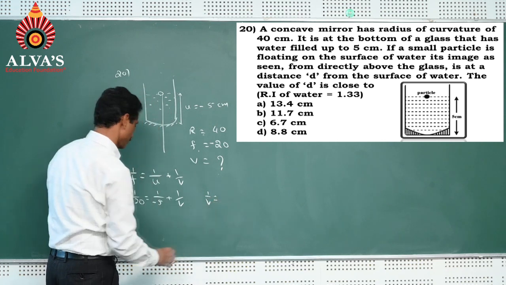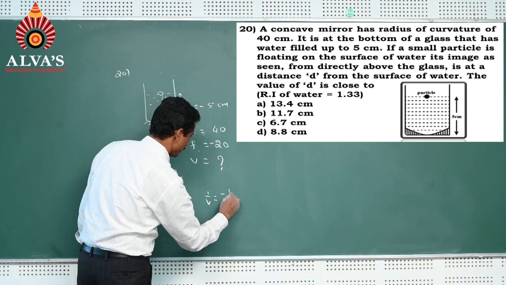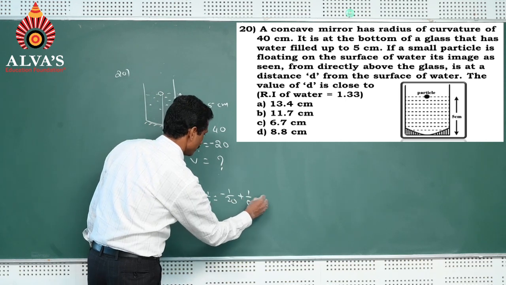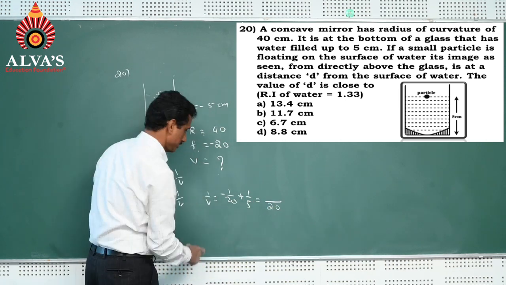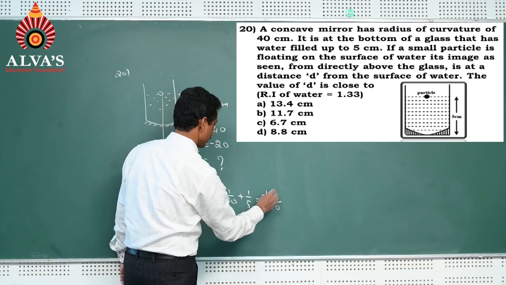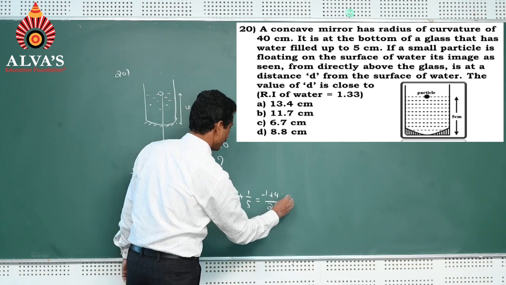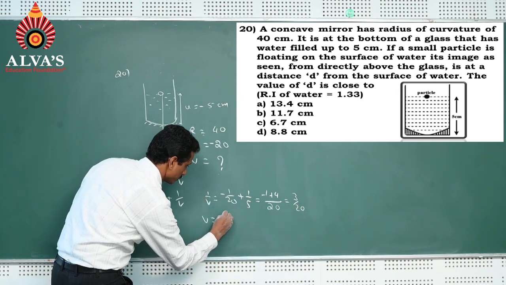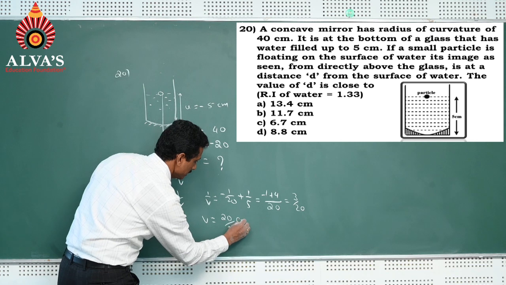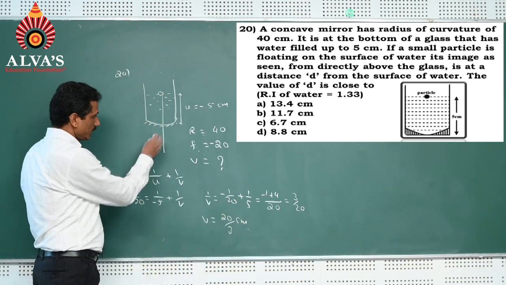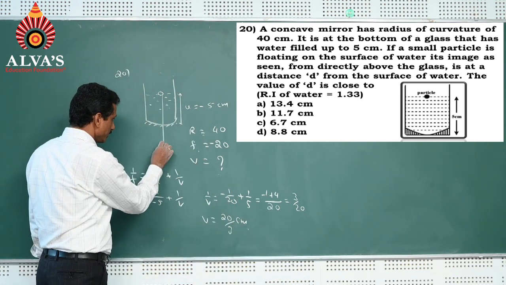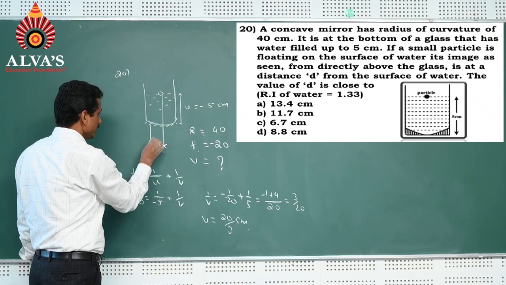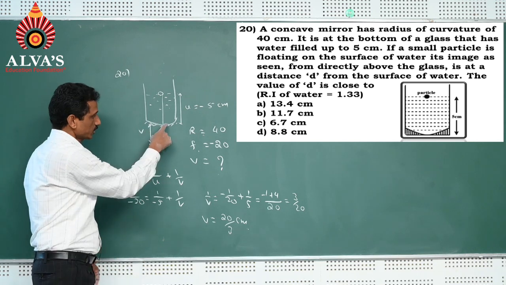1 by v is equal to minus 1 by 20 plus 1 by 5, common factor 20. Here it is minus 1 plus 4, it is 3 by 20. Therefore, v is equal to 20 by 3 centimeter. That means somewhere here we'll get an image. There's the image of the object, the floating body. This is the image distance from the concave mirror.